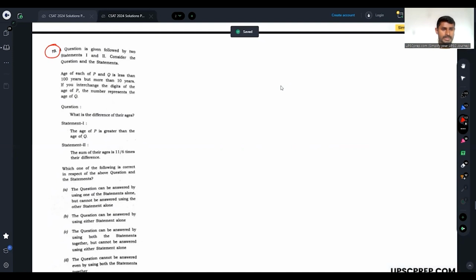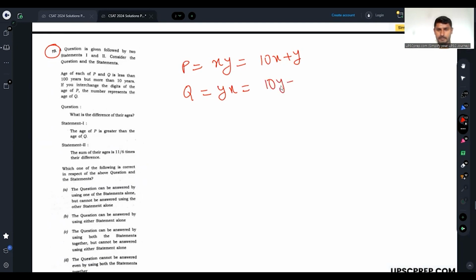73. Age of P and Q is less than 100 years, but more than 10 years. If you interchange the digits of P, the number represents the age of Q. Okay, so let's say P is equal to XY. These are two digits, so it can be written as 10x plus y, and Q is another number, YX. By interchanging the digits of P, it will be 10y plus x.